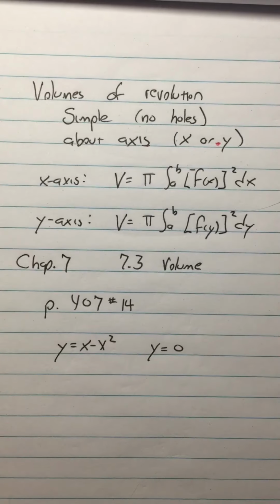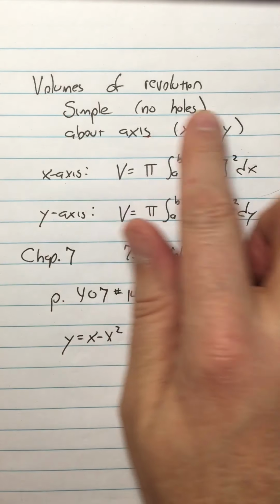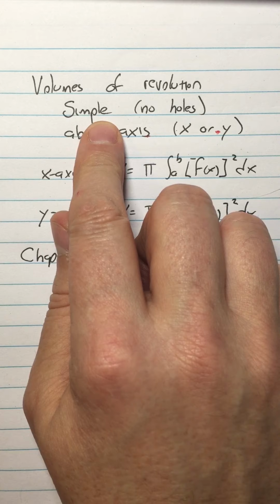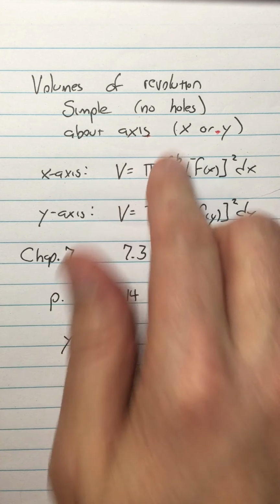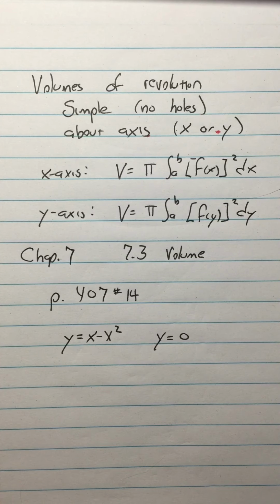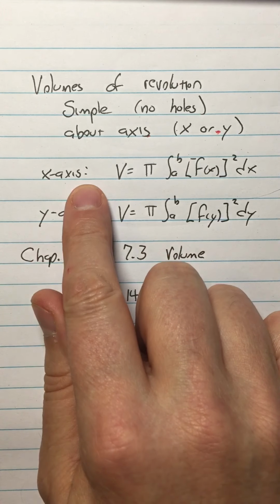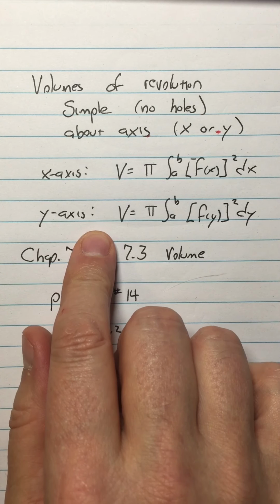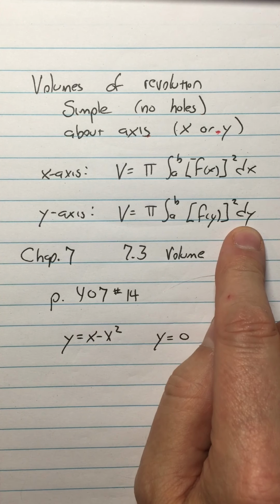Anyway, here's a summary of what we've got so far. We're doing something called volumes of revolution. All the ones we're doing now, we're calling them simple. It means they don't have a hole going through them. They're a solid object. We'll get to the other ones next. All right, we can revolve them about the x-axis, and we have this simple formula for volume. We can revolve them about the y-axis. We have this simple formula for volume.